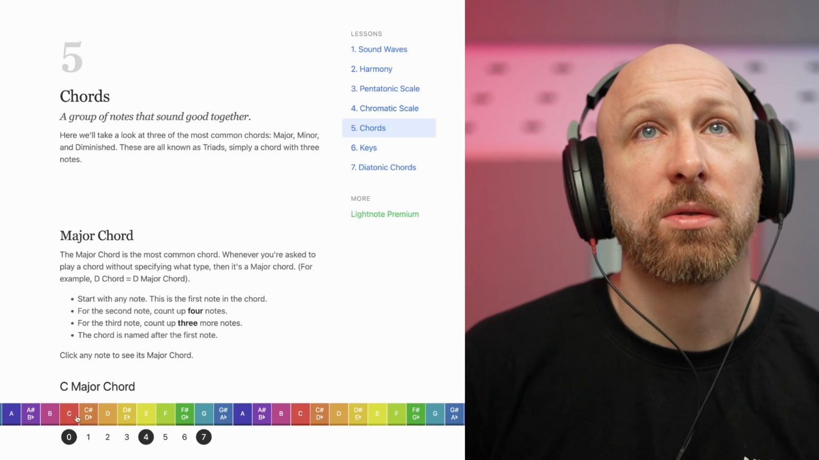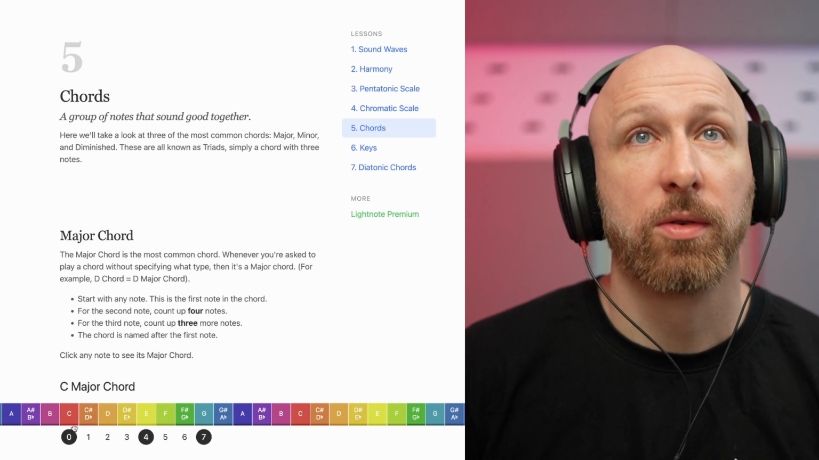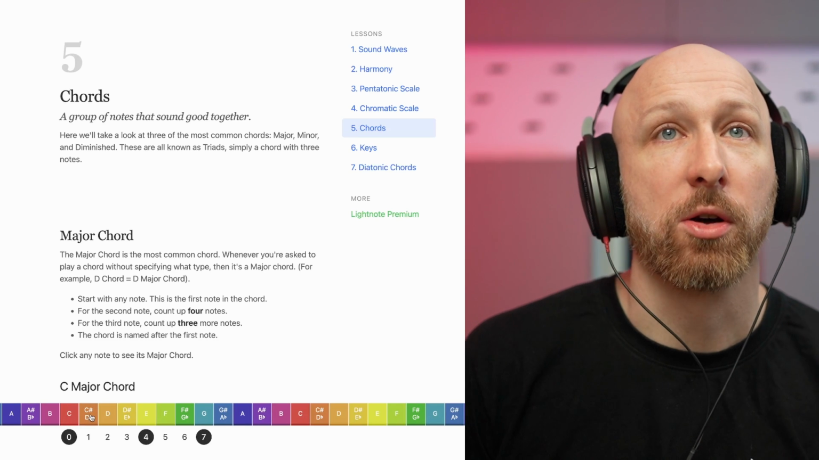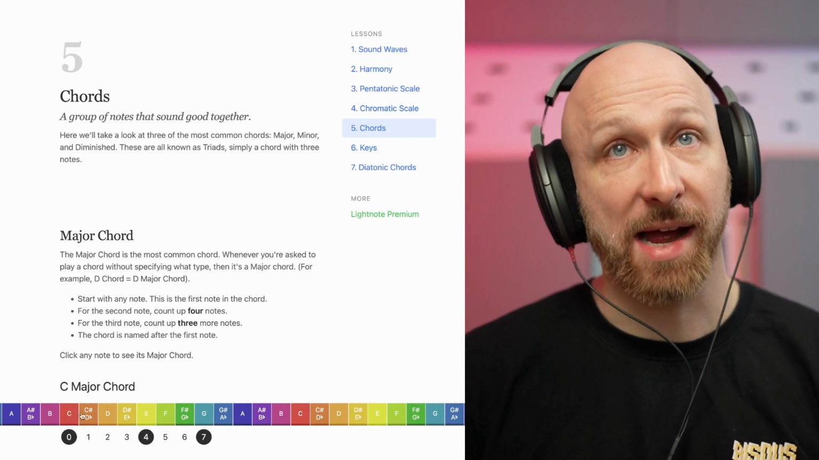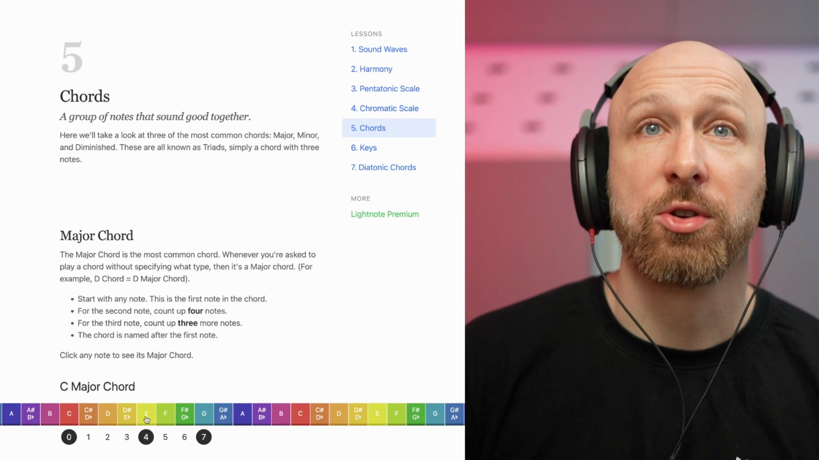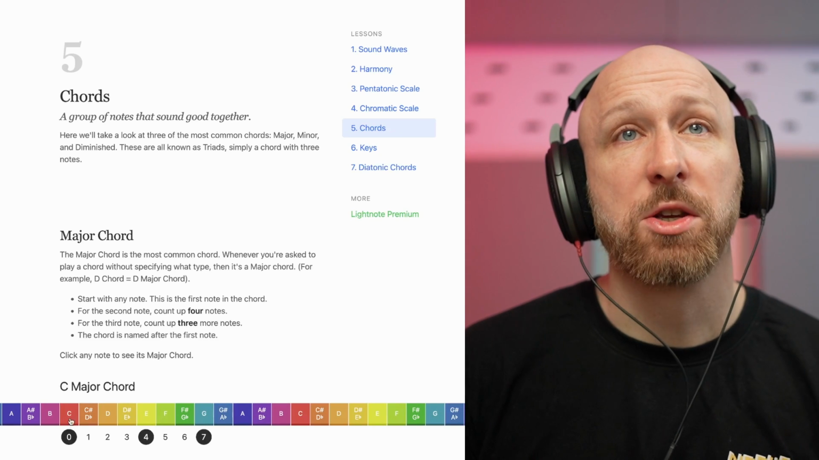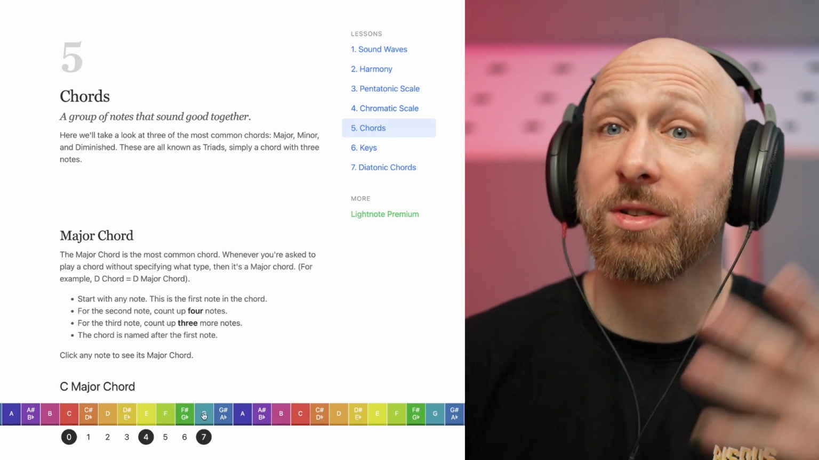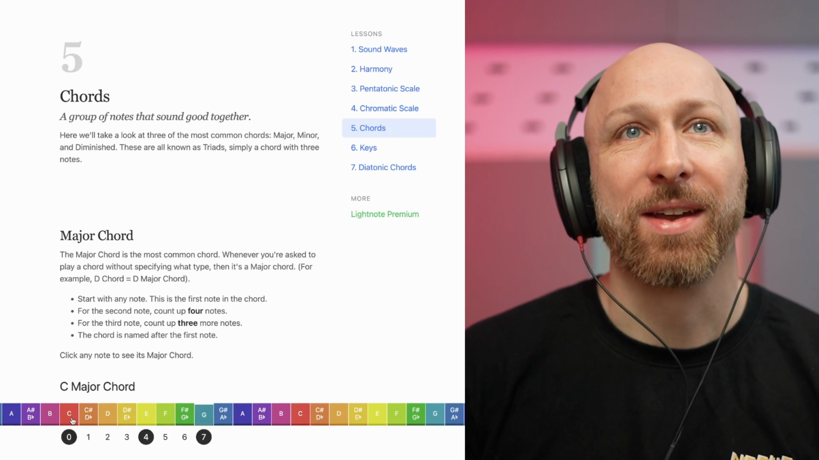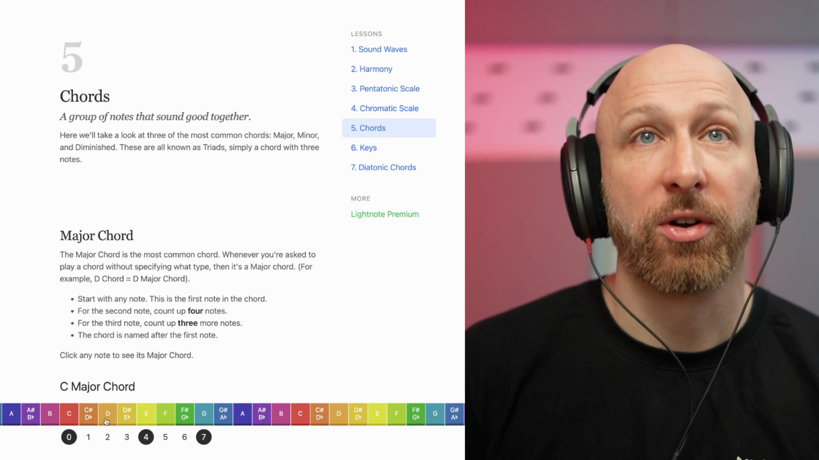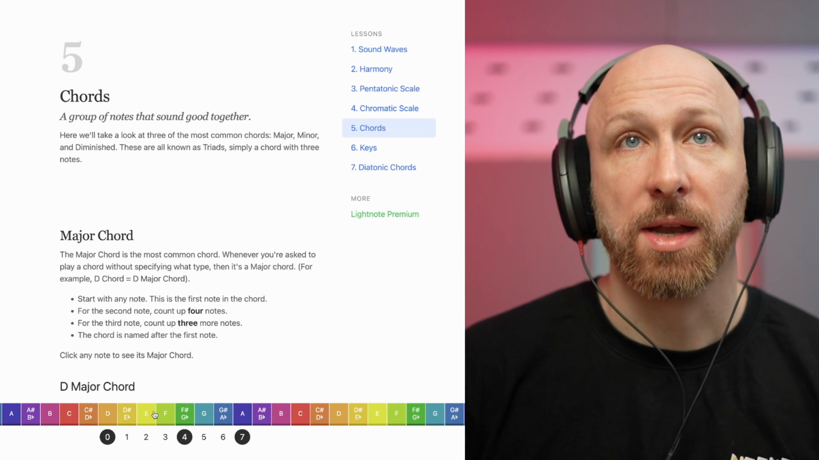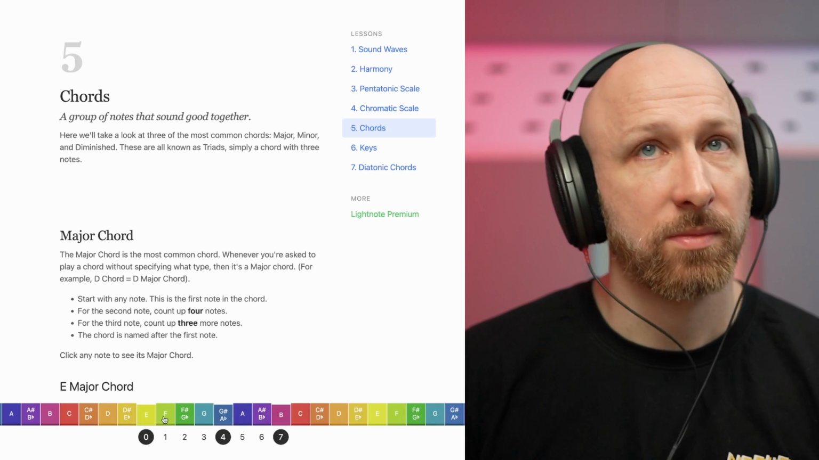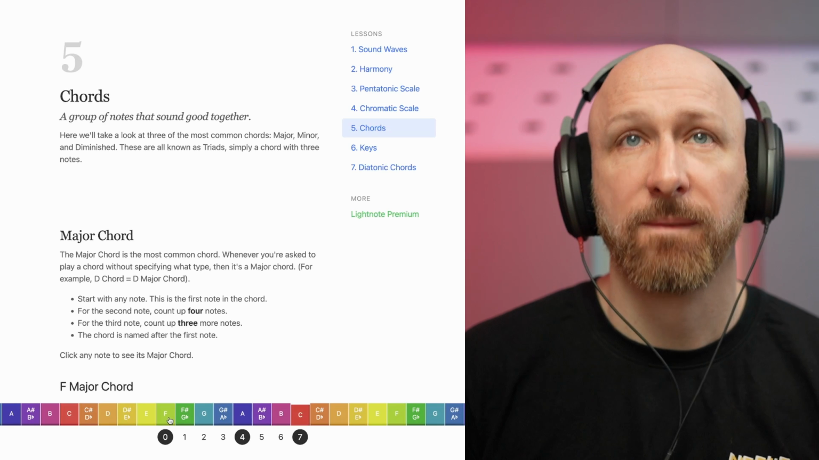Start with any note, and that's the first note in the chord. For the second note, count up 4 notes. So you start, for example, on the C, and to figure out the next note, you count up 4. And then for the third note, you count up 3 more. So the combination of C, E, and G is called the C major chord. Okay, when I hit C, it plays the C major. For example, we could do the same over D. Nice. E. These are all major chords.